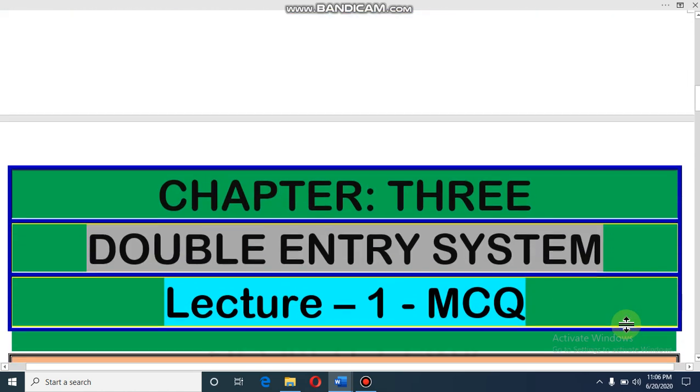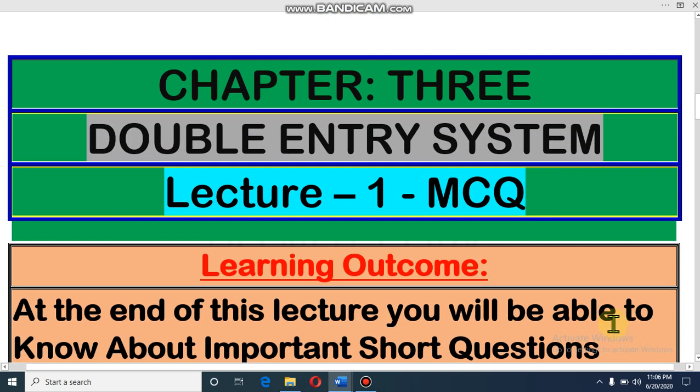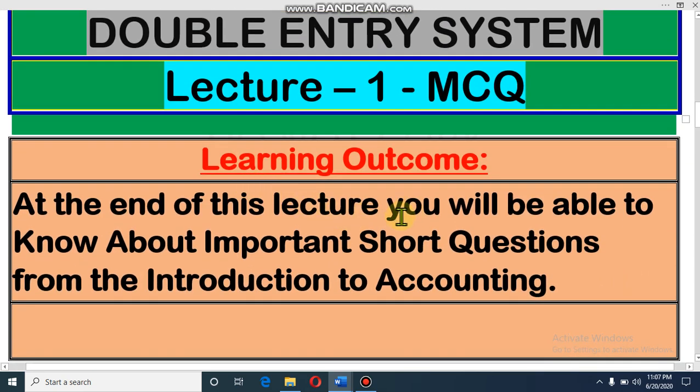Dear student, today we will discuss chapter 3, the double entry system. This is the first lecture on MCQ of this chapter. Earlier we solved the CQ, that means the mathematics portion of this chapter, so I hope you have some idea about this chapter. After this chapter, you will be able to know important short questions from this introduction of accounting.